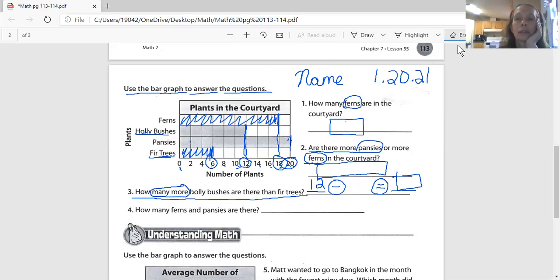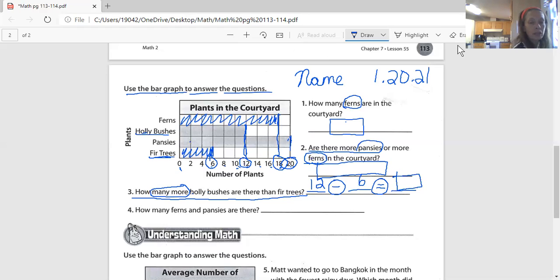Okay. 12 minus 6. And your job is to give me the answer right here. You can use your fingerlaters. You can use your touch points. You can use your mind. Maybe you know it in your mind. I know KJ knows it in his mind. I know he's got that. The only thing you can't do is ask mom. You got to figure it out on your own.